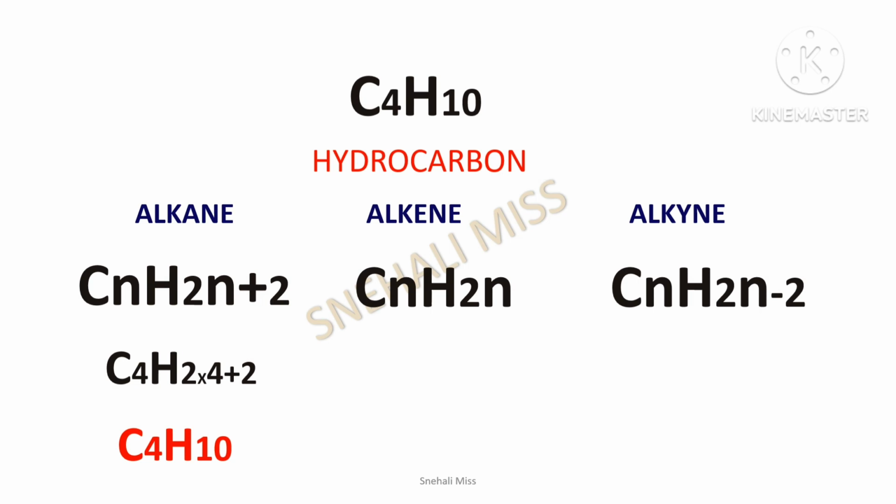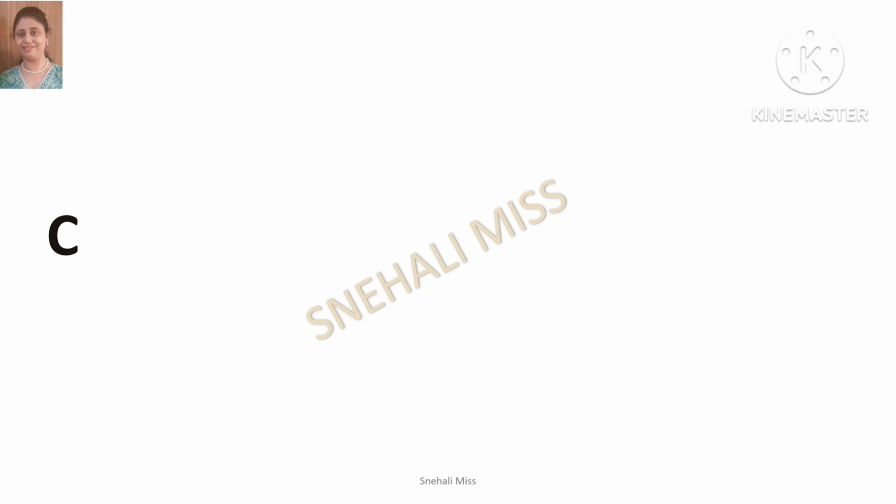And alkane family means what? That it contains carbon-carbon single bonds. That all four carbon atoms form bonds with each other.